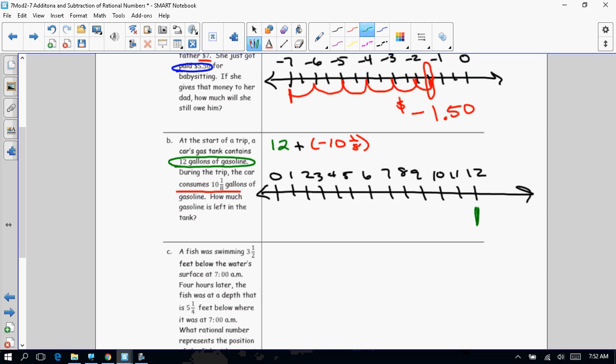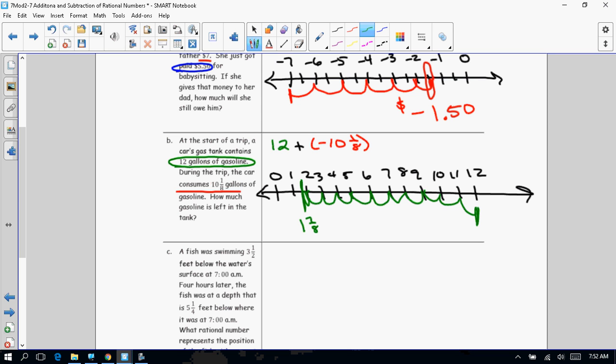I'm going to back up 10. 1, 2, 3, 4, 5, 6, 7, 8, 9, 10. And now I got to back up 1/8 right there. 1/8. Okay? This becomes 1 and 7/8.